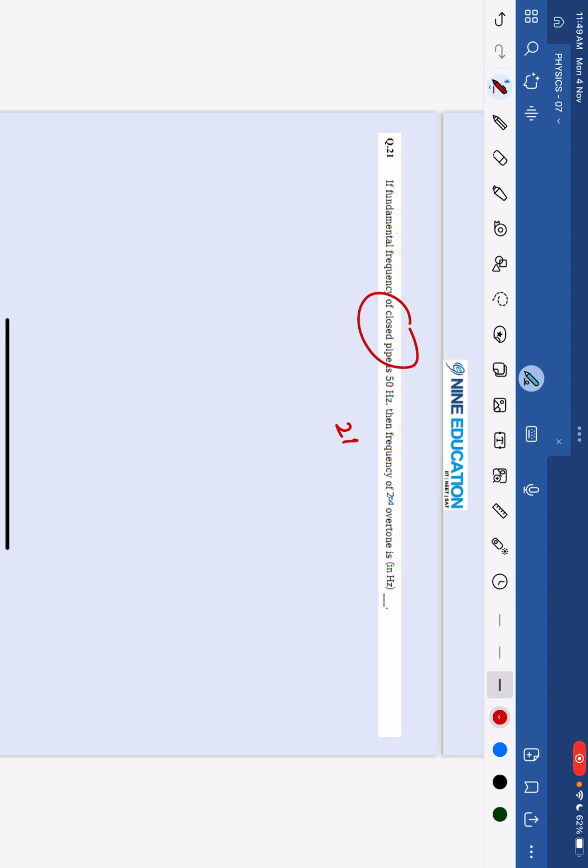So second overtone means, we remember the formula, it is the 2n plus 1th harmonic, yes or no? Now the second overtone will be 2 twos are 4 plus 1, the fifth harmonic. So 5 by 4 VL is basically what they are asking, correct?